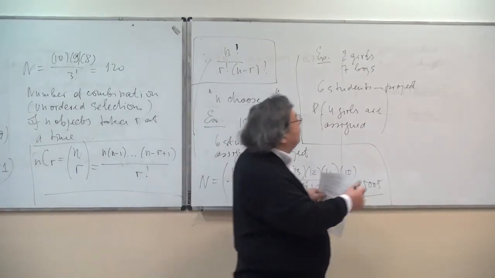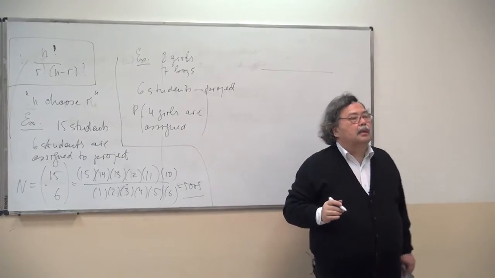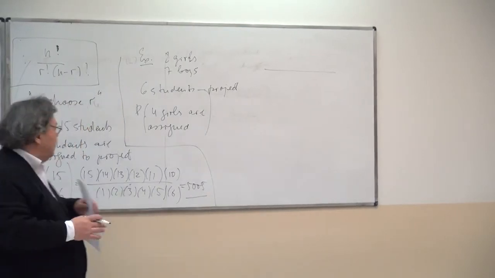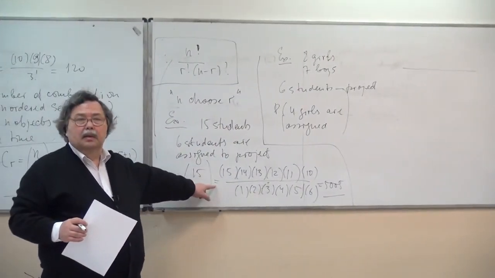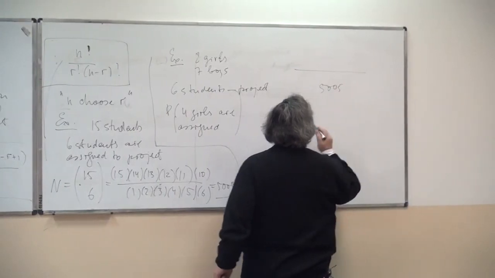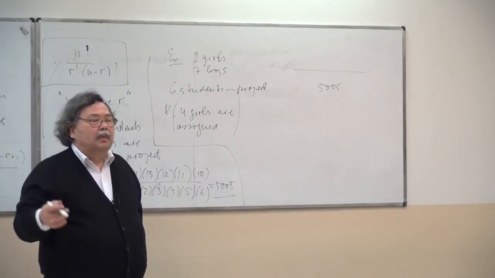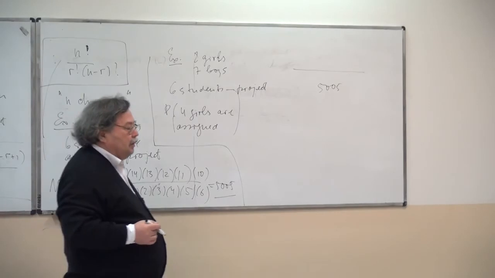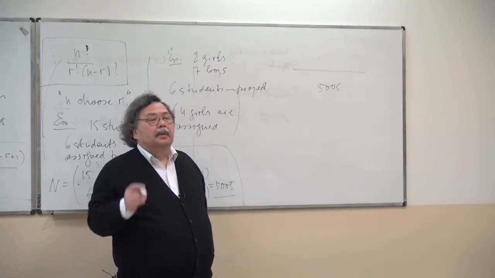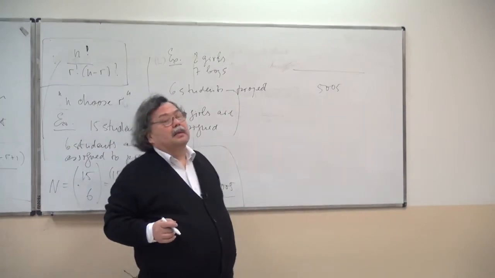First, because it's a random choice, the answer will be a kind of fraction. The denominator is the total number of possible choices, and we answered this question just here. It's 5005, which is the total number of choices, the total number of ways 6 objects can be selected from 15 if the order is neglected. All right, and what is the numerator here? This is the interesting part.